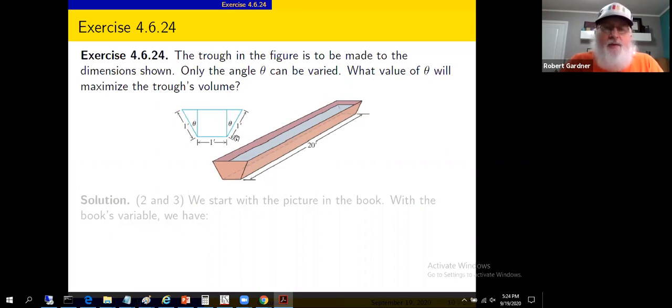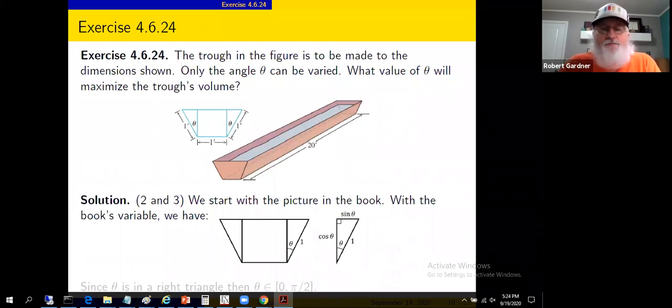All right, they got a picture to get us started. Here it is. Specifically, theta is the little angle here. That's what they meant to indicate, at least. And we've got 1 foot along the sides and the bottom. Let's look at this little triangle here. So let's take this triangle and pull it out of the picture. It's a right triangle. We've got 1 for a hypotenuse.